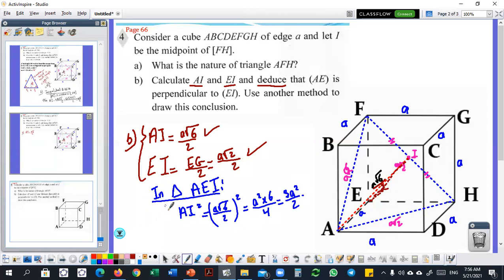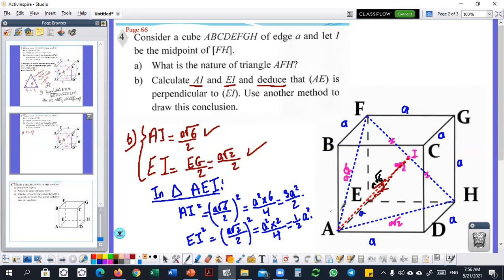Now let's move to the other side. EI squared, it is a radical 2 divided by 2, all squared. It is what? A squared times 2 over what? Over 4. Equals a squared over 2. It will be half of a squared. So this is smaller than that. Okay. And usually the hypotenuse is the biggest one.